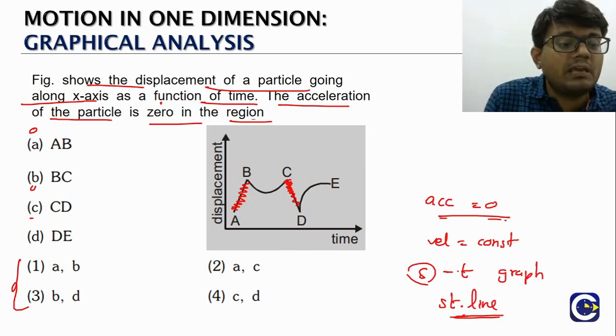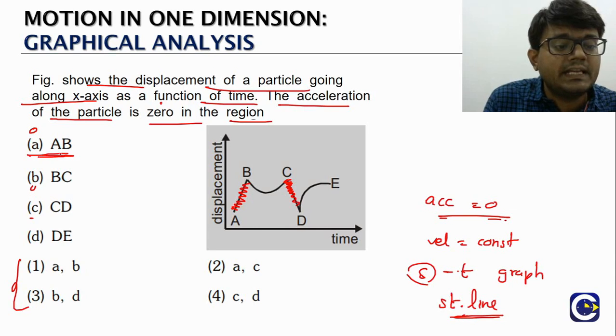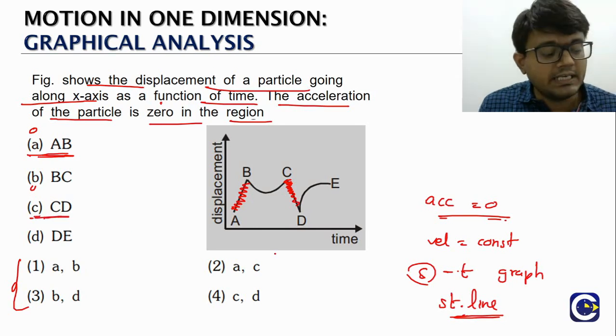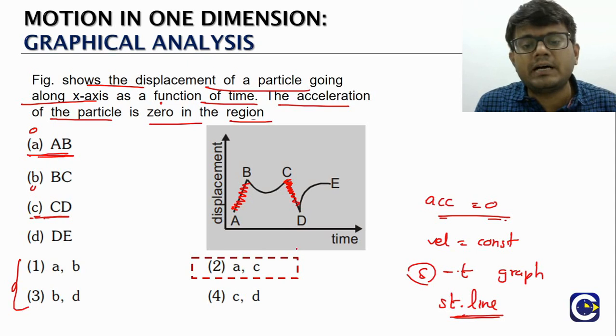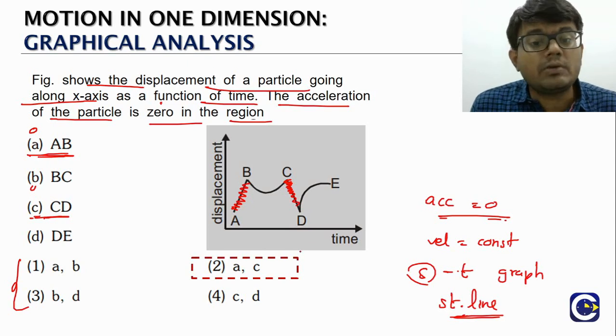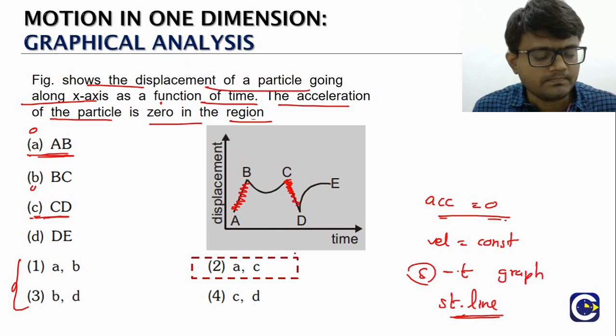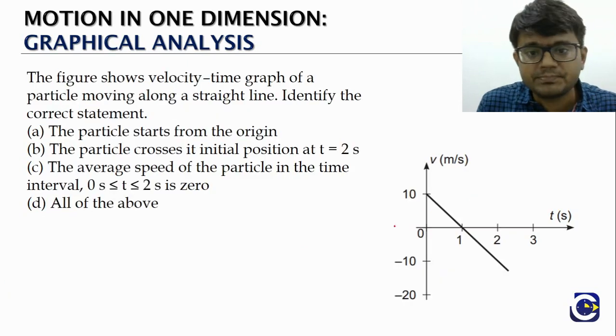So AB is the A, CD is the C. Both in A and C cases, it is a straight line, which means velocity will be constant. Velocity constant means in that particular part of the curve, the acceleration is going to be 0. Okay, we'll go on to the next question.